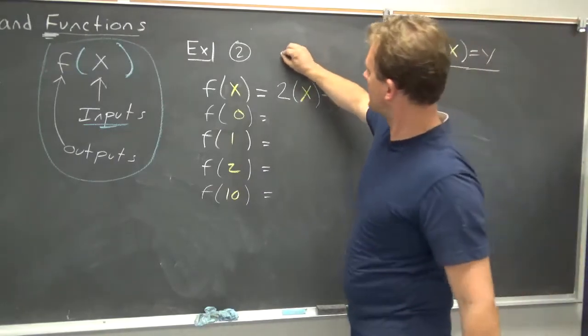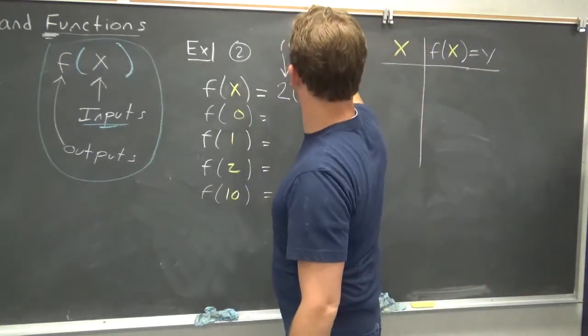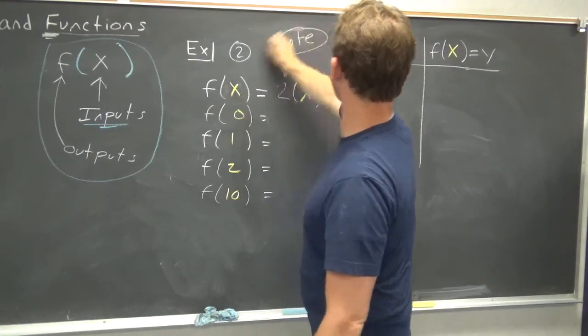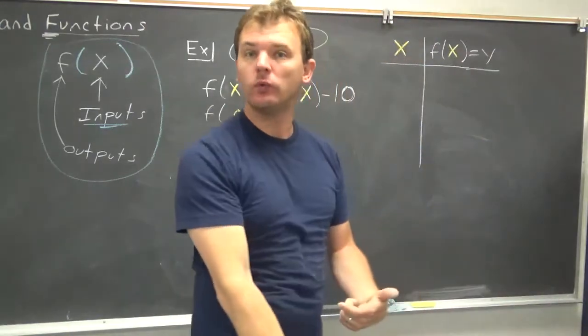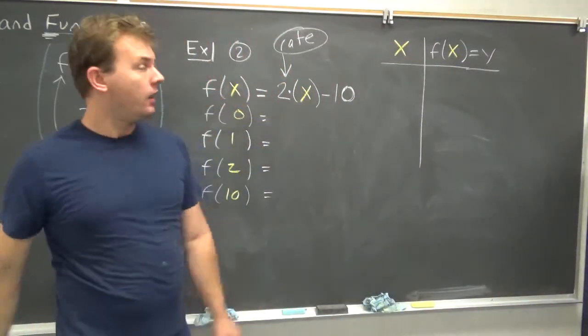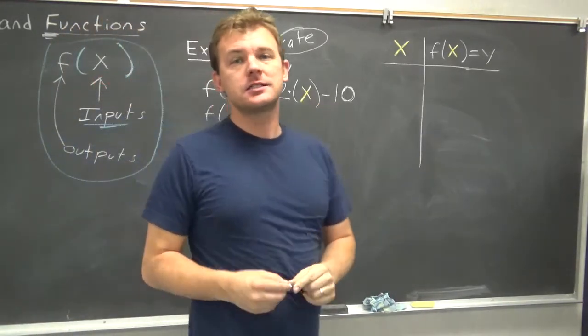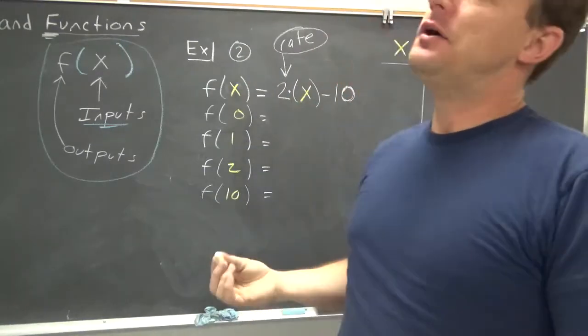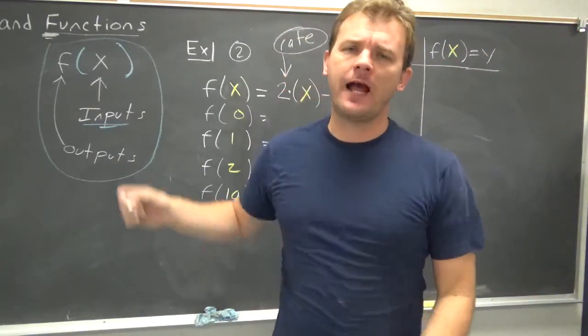So let's think about this in a real life thing. My rate is 2. My rate is always 2. So I'm always going to multiply by 2, right? Because this is multiplication. But after I multiply by 2, what am I doing? Subtracting 10, right?